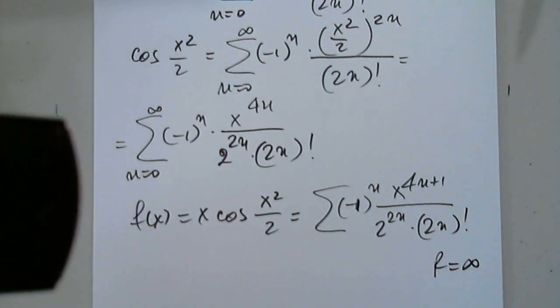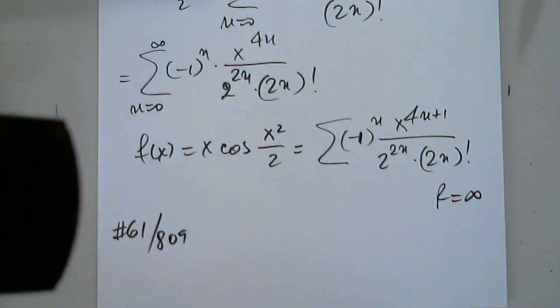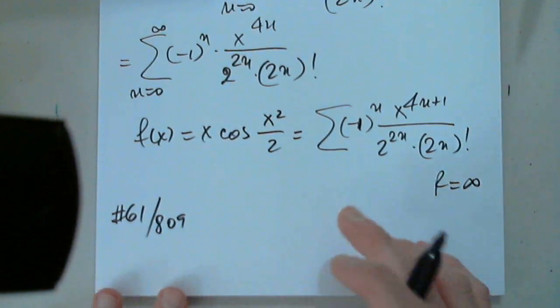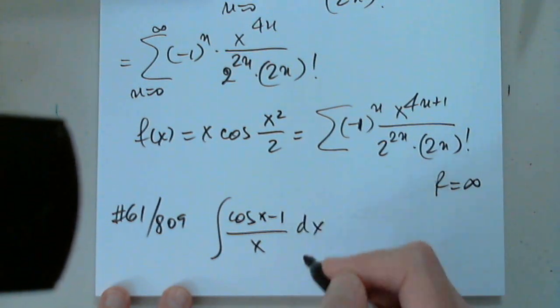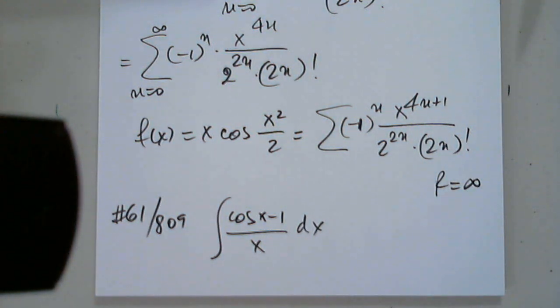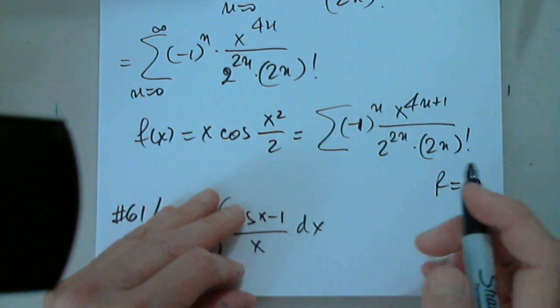Okay, moving on to 61 on 809. In 61, we're asked to evaluate the indefinite integral as an infinite series. So we're given the integral of (cosine x minus 1) over x dx, and they want us to find the sum of the series. Evaluate the indefinite integral as an infinite series. So we have to change the function into an infinite series and then find the integral.